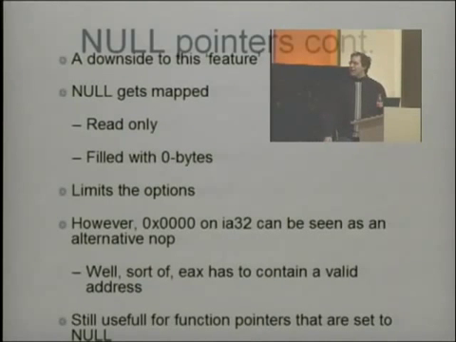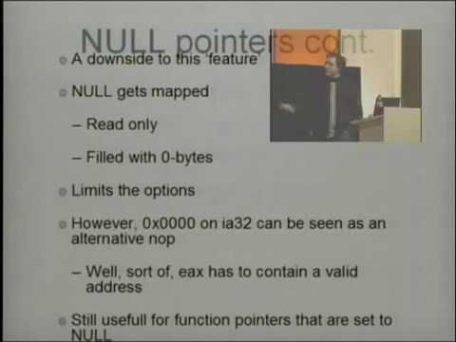Right. So there's a downside to this feature in terms of exploitation. The null page is read-only. It's only null bytes on there, so it kind of limits the options. However, there's some good news. If you have 0x0000, you can see it as an alternative no operation on Intel, with the exception that AIX has to point to a valid address. They don't change it, but it gets referenced, so it has to point to a valid address. That's the only sort of constraint you have.